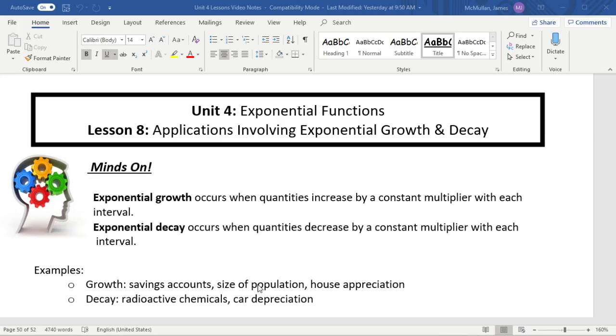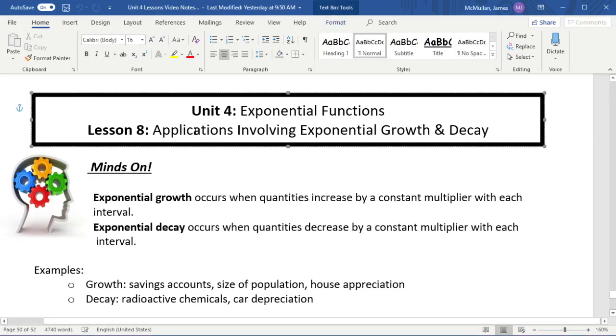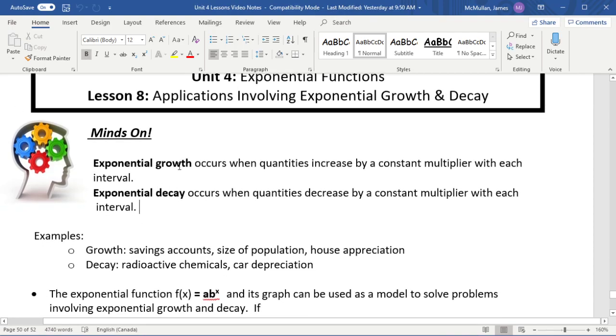Okay, so the last lesson for this unit is about applications for exponential growth and decay. So we know what growth and decay are. Growth is when you are growing by a set percentage every period, whereas decay is when you are decreasing by a percentage every period.